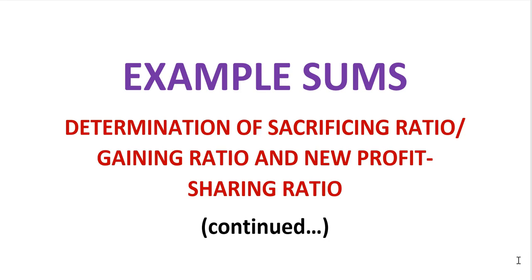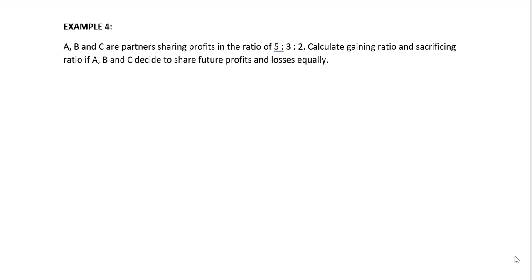Hi, we are continuing example sums on the topic of determination of sacrificing ratio, gaining ratio, and new profit sharing ratio. Let's go to the fourth example. Example 4. A, B, and C are partners sharing profits in the ratio of 5:3:2. Calculate gaining ratio and sacrificing ratio if A, B, and C decide to share future profits and losses equally. So let's begin.